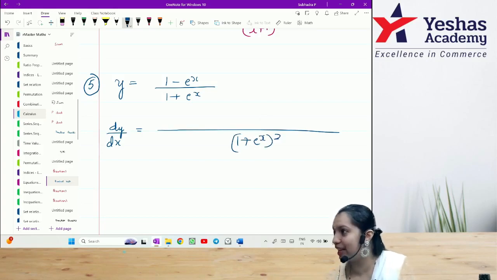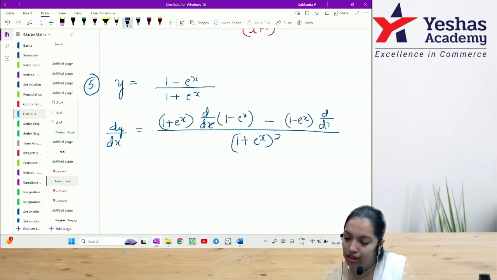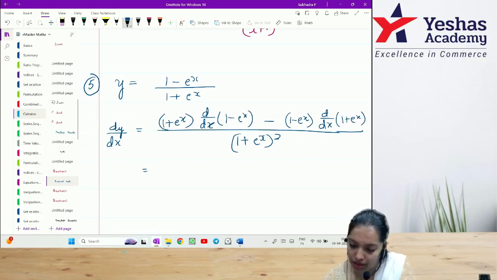I fought with the same logic. Okay. 1 plus e power x into derivative of 1 minus e power x, minus 1 minus e power x into derivative of 1 plus e power x. Next, 1 plus e power x the whole square.